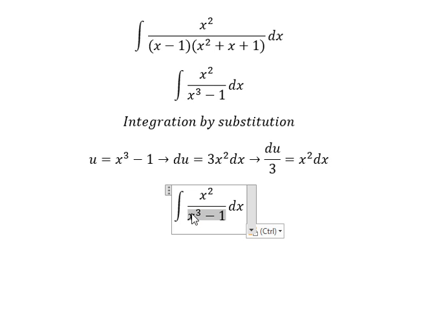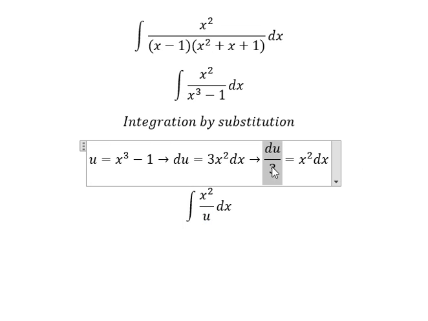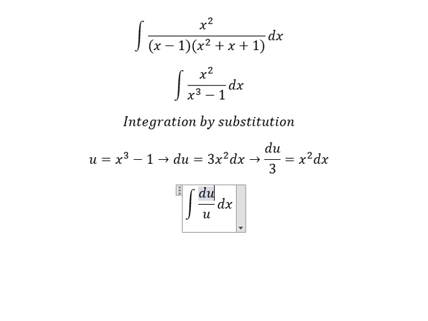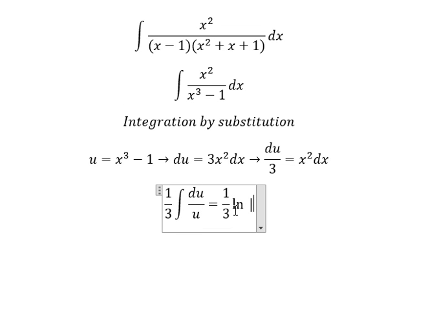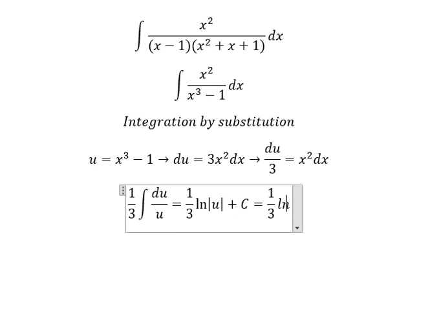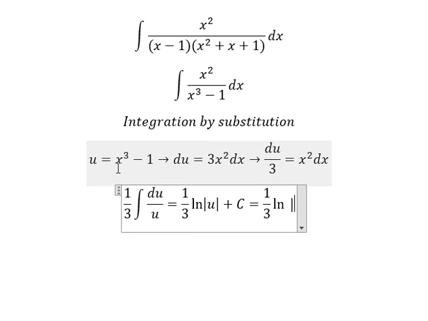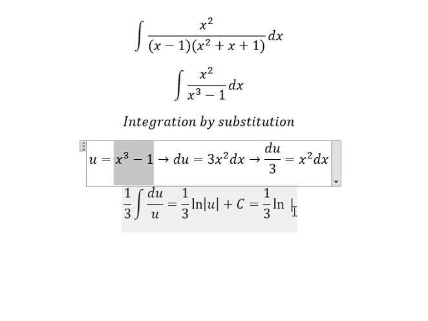So this one we change to u. x squared dx we change to this one. So the integration of this one, we have ln of the absolute value of u, and I will put c. And u is this one.